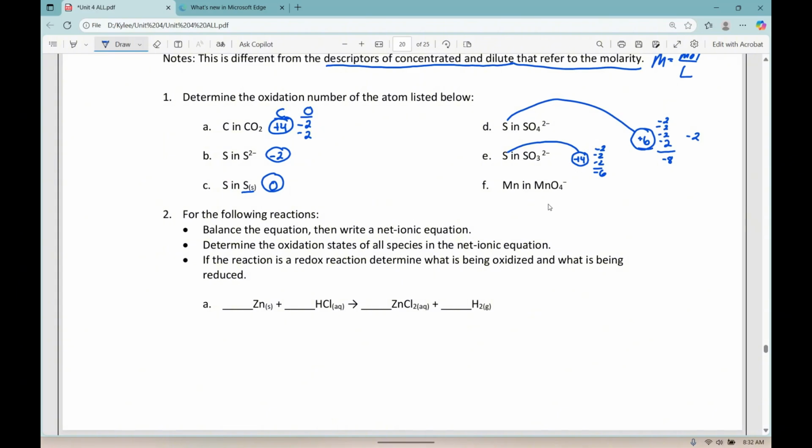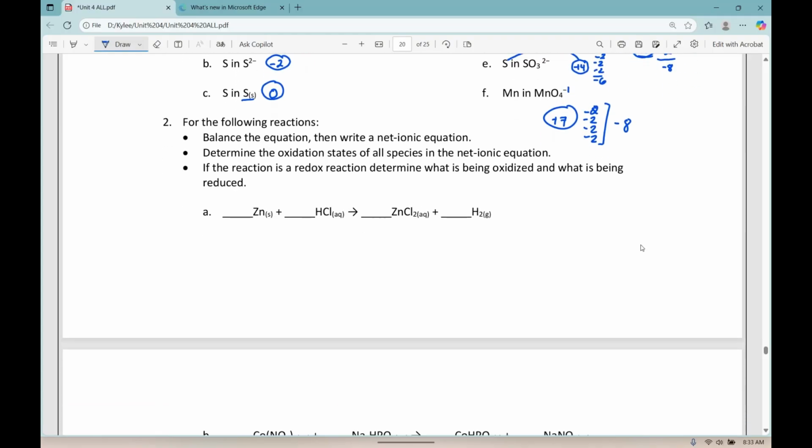So for manganese with oxygen, I have 4 oxygens, which when I add them up is going to give me a -8. And this time, a minus charge, the 1 is assumed, so that's -1. So if I need to have a net negative charge, then that means the manganese has to be a +7 in order to get that to work out.